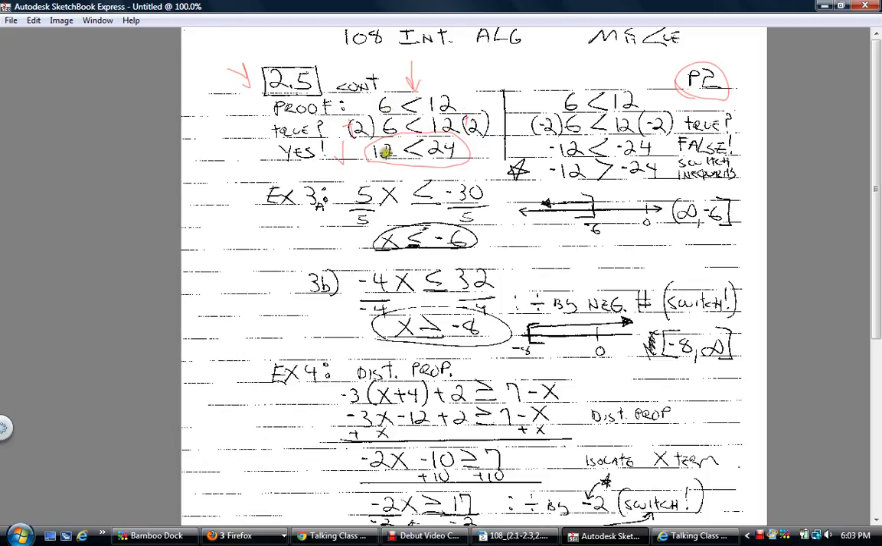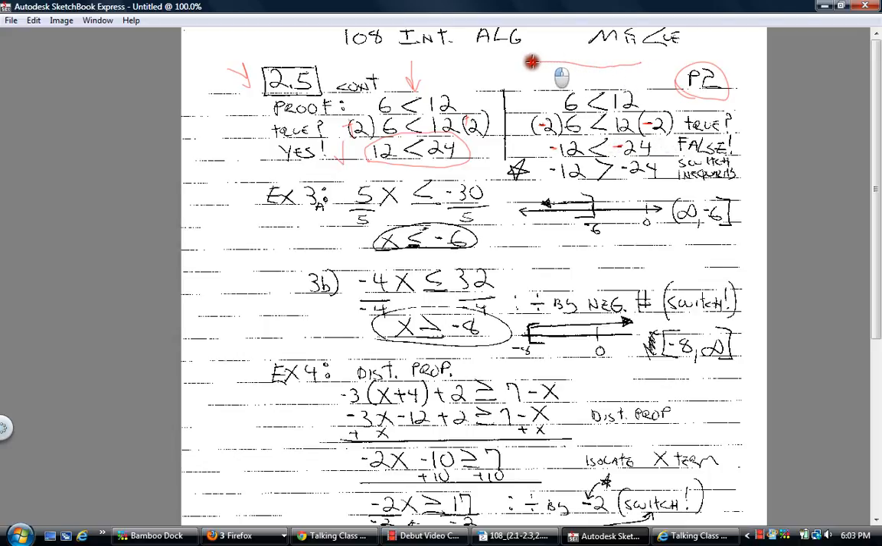Why must you switch it? Because it's a negative. Take the same inequality, 6 is less than 12. Now multiply by a negative 2 on both sides. What do we get? Negative 2 times 6 is a negative 12. 12 times negative 2 is a negative 24. Now, if we leave the inequality alone, we are saying negative 12 is less than negative 24. Is this a true statement?